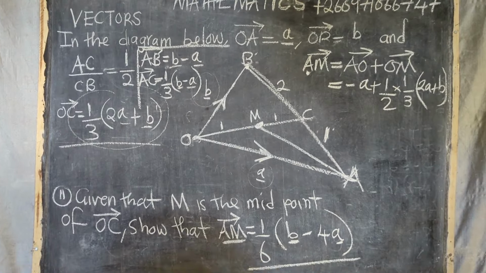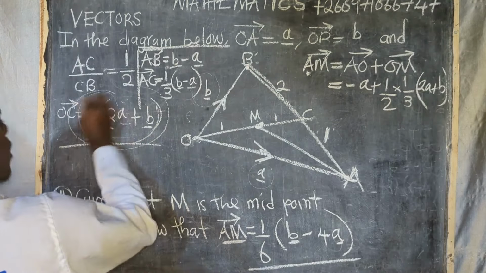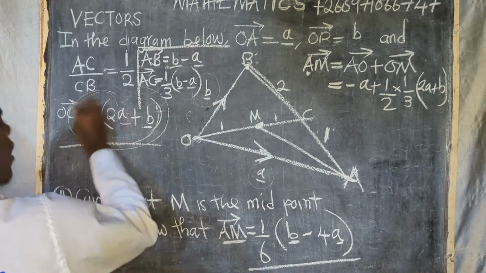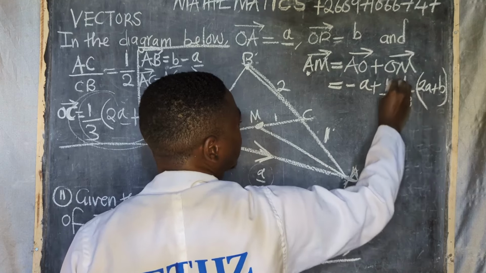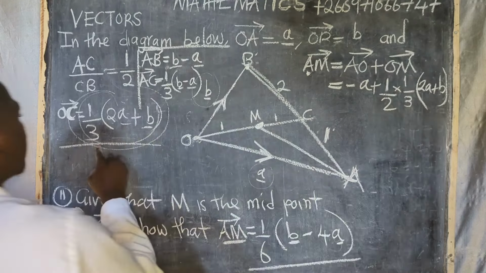This is OM, so half of OM. Have you seen OC? This is my OC. So OM is half of OC, OM, which is half of OC. OC is this one, the one that I wrote there.